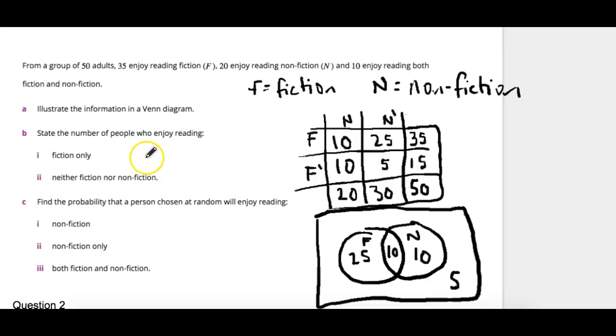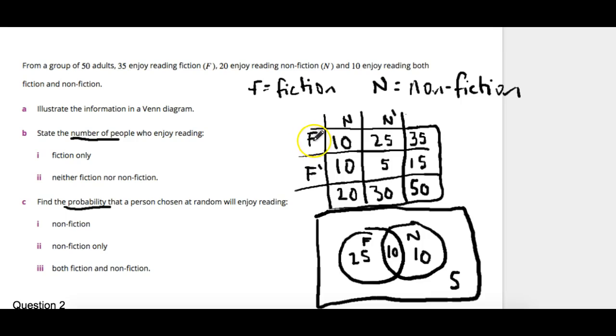State the number of people who enjoy reading fiction only. Now, just remember here, this says state the number, and here we have the probability. So always check what the question is actually asking you. Is it asking you for how many or for the probability? If it's how many, you should have an integer, so a whole number answer. If it's the probability, then you should have a fraction answer. And remember, probabilities have to be between 0 and 1. Or, well, you can have 0 and you can have 1 as a probability, but your probability should be a fraction.